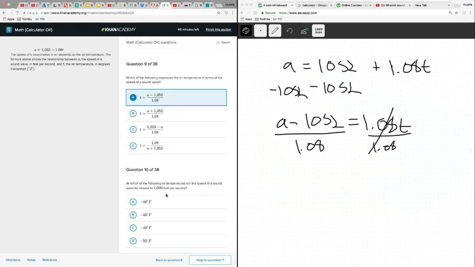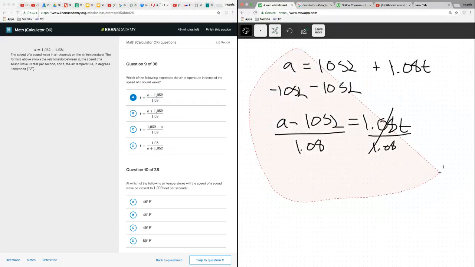Then it says, at which of the following air temperatures will the speed of sound be closest to 1,000 feet per second?